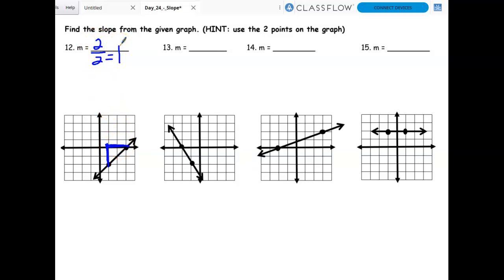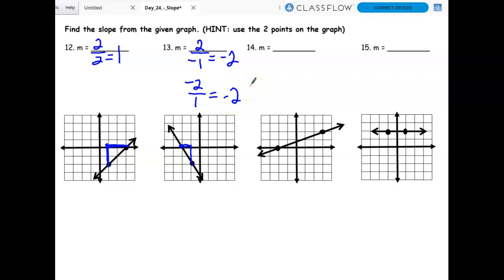Then number 13, it doesn't matter, I can start from either point, I'm going to get the same slope. In this case, I'm going to rise 2 and I'm going to run -1. So it's going to be a -2 slope. Or I could have gone down 2, which is a -2, and to the right 1, and notice I still get that -2 slope.